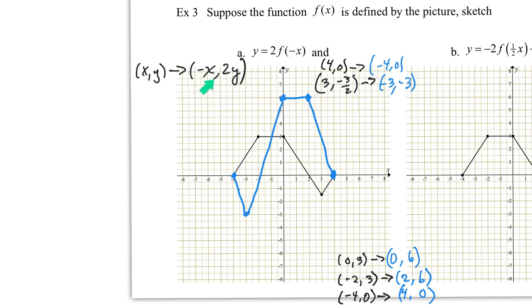Now, when we understand that the points are transformed as negative x and 2y, then it's fairly easy just to transform (4, 0) into (negative 4, 0), (3, negative 3 halves) into (negative 3, negative 3), which is here, and (0, 3) into (0, 6), and so on.